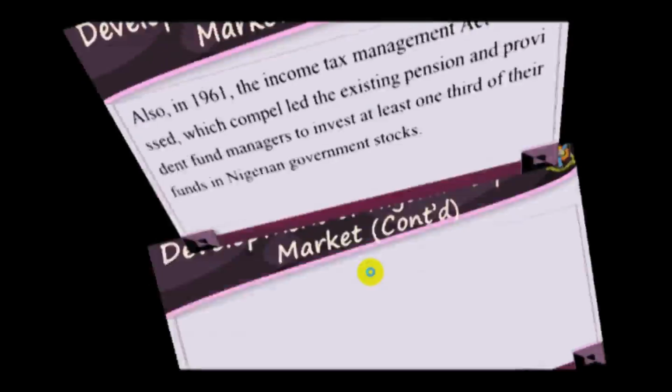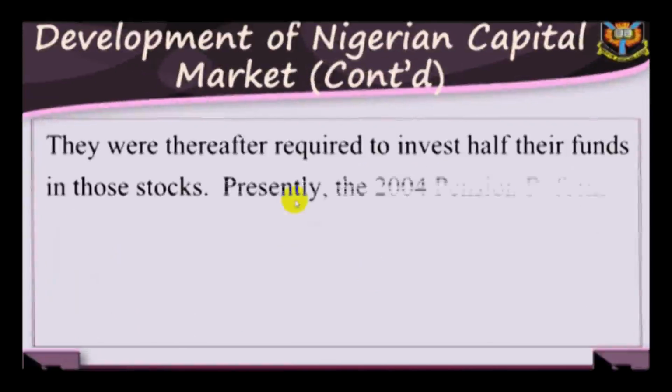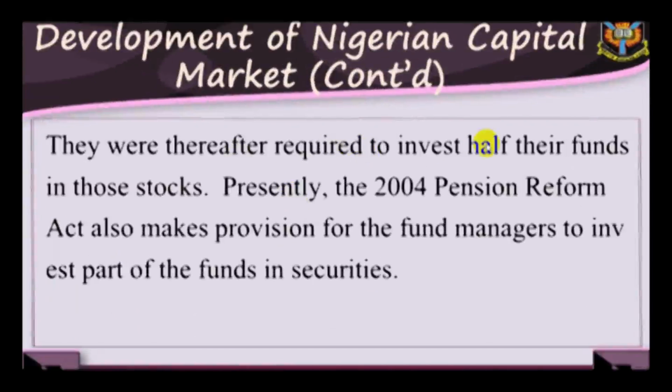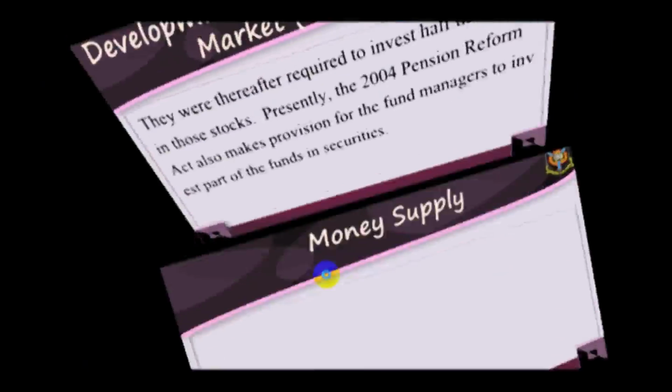They were thereafter required to invest half their funds in these stocks. Presently, the 2004 Pension Reform Act also makes provision for the fund managers to invest part of the funds in securities.